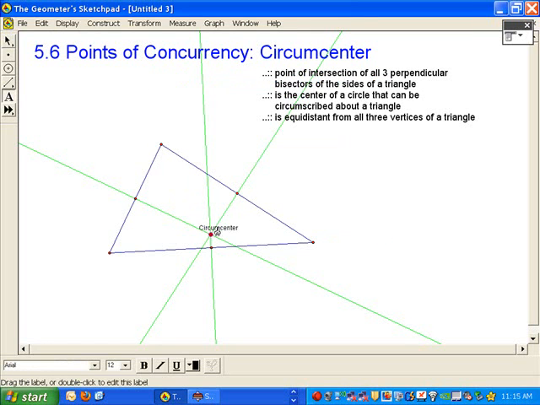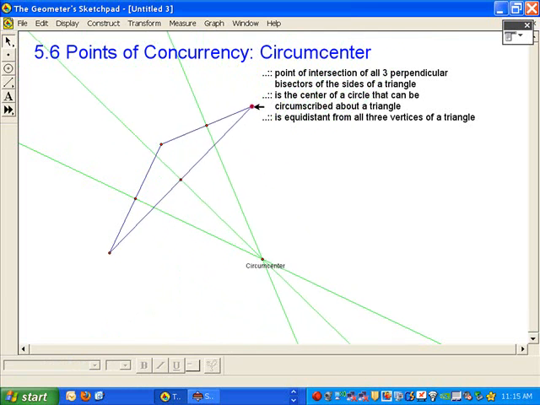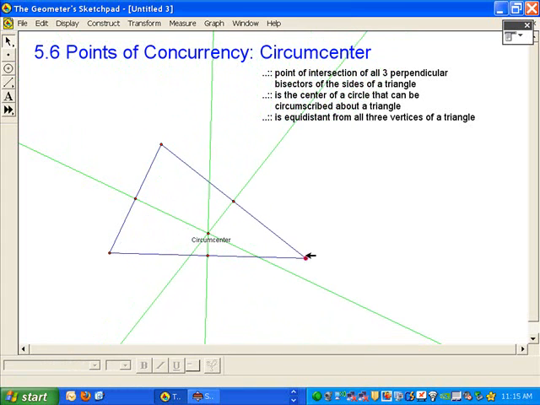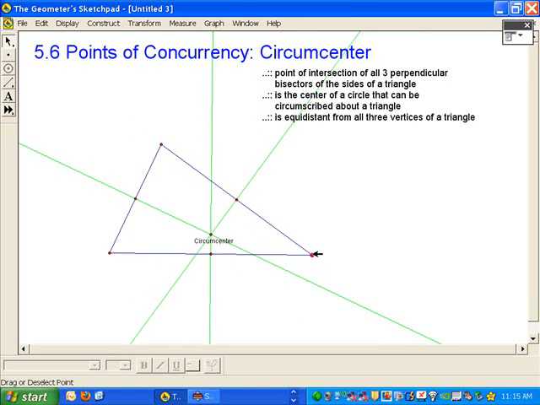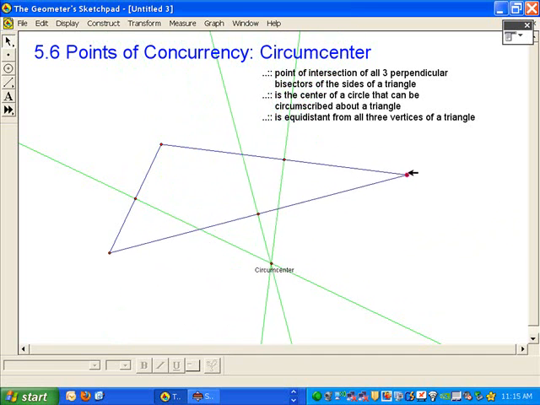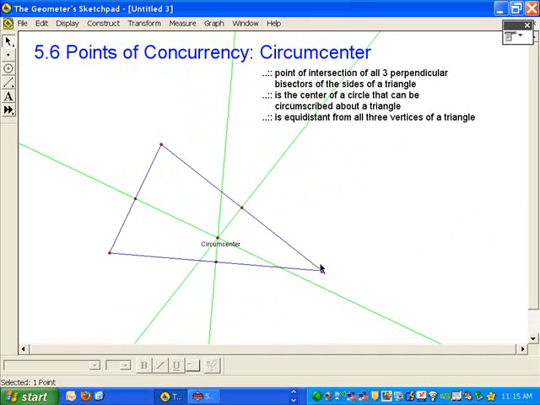Do you think this point will ever fall outside the circle? Yes. And drag a point and see. It is possible that that circumcenter will lie outside the triangle. What kind of triangles are formed when that circumcenter falls outside? What classification of triangle? Obtuse, right? And when it's on the inside, it's acute.